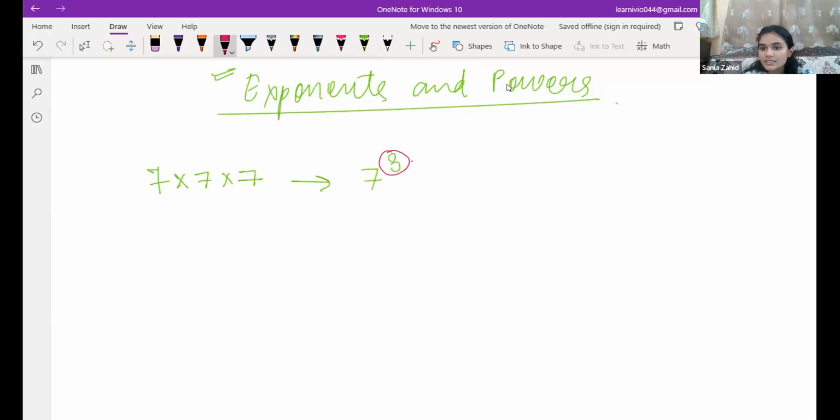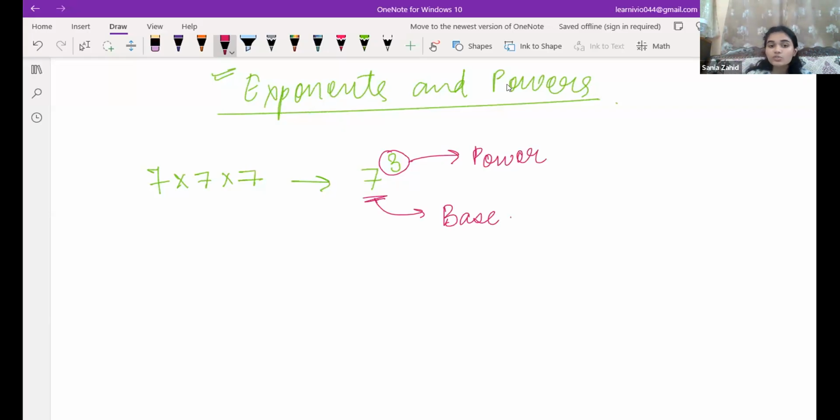Yeah, then 3 is the power and 7 is the base number, right? 7 is your base number and the power of 7 is 3. 3 means the power. So what does 3 denote? It means the number of times you're multiplying a base number with itself. So when you multiply 7 with itself thrice, you get 7 to the power 3. So this is the meaning of power. 7 multiplied with itself 3 times, that's power.